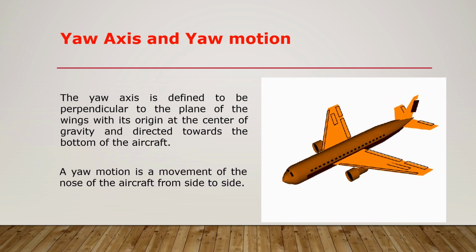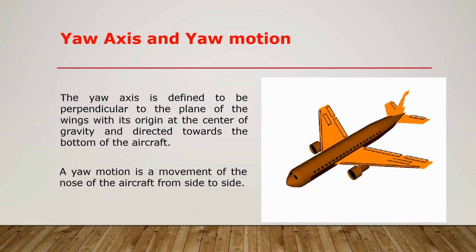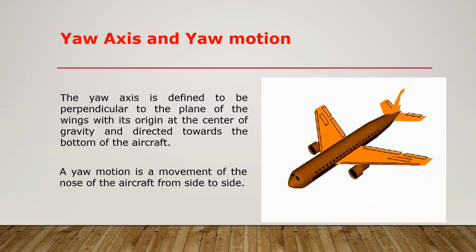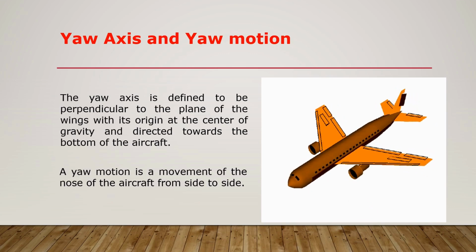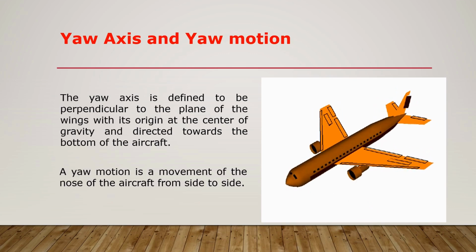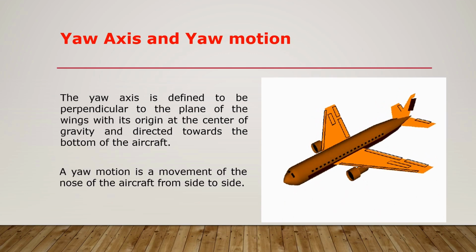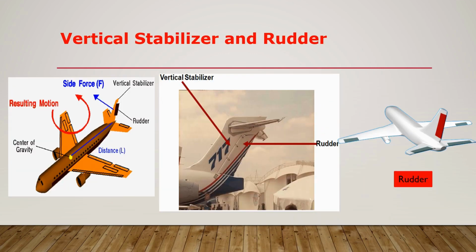Similarly, the yaw axis or yaw motion. The yaw axis is defined as perpendicular to the plane of the wing, with its origin at the center of gravity and directed towards the bottom of the aircraft. You can see here in the tail part that yaw motion is the movement of the nose of the aircraft from side to side. This part we call the rudder. The rudder helps to change the direction again. As you can see here in the actual aircraft at the tail side, this is how the rudders move.